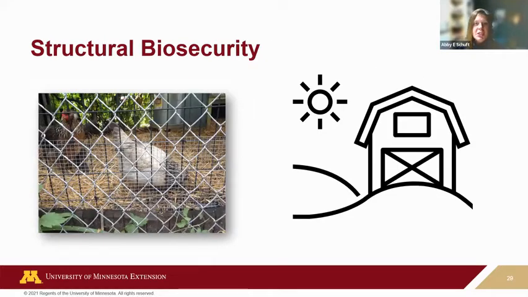The second tier is structural biosecurity. Structure. What do you physically have? What buildings do you have? What do you have for your runs? What's the structure of your management for taking care of your birds? All of those things need to be considered when you're also thinking about biosecurity.